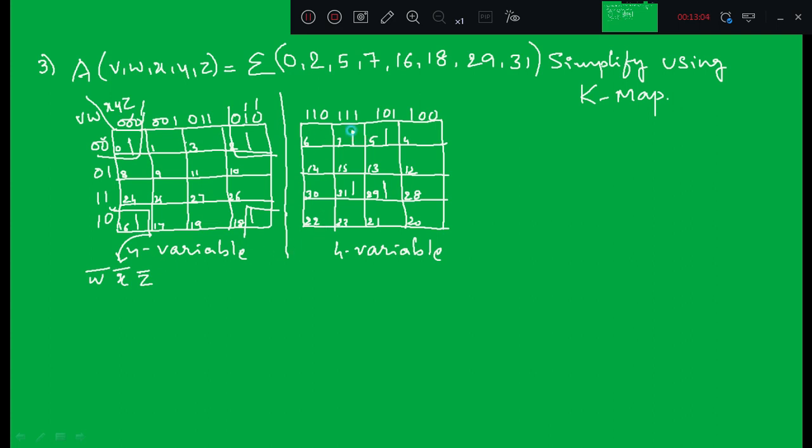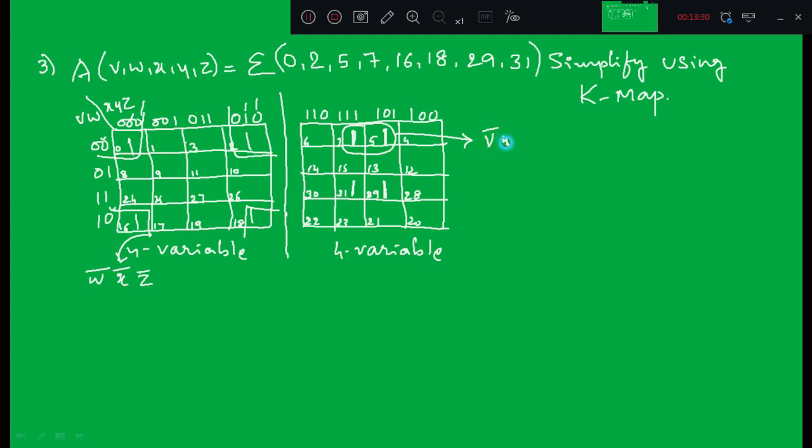And here how do you group these two? These two ones cannot be grouped with these two ones because they are not physically as well as logically adjacent. So I am going to put these two ones in one group. So what is the expression for this? You are grouping only 2 ones, means you can eliminate only a single variable. Which is that variable? Let us see.